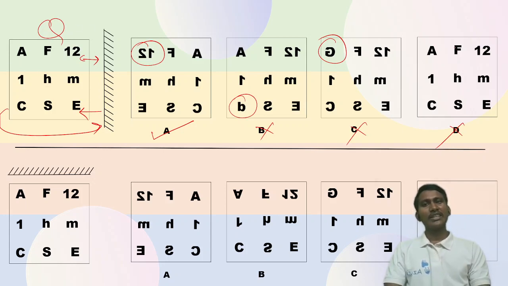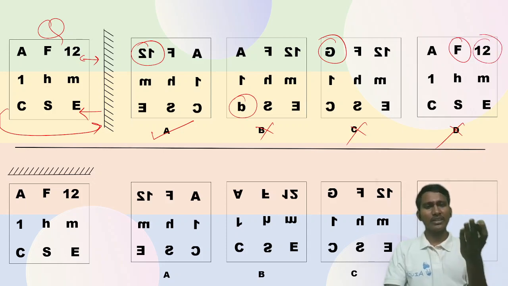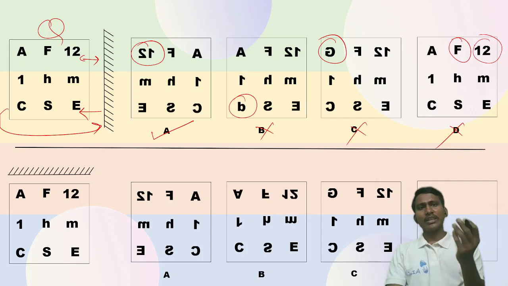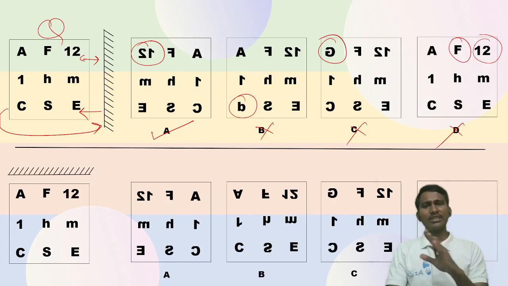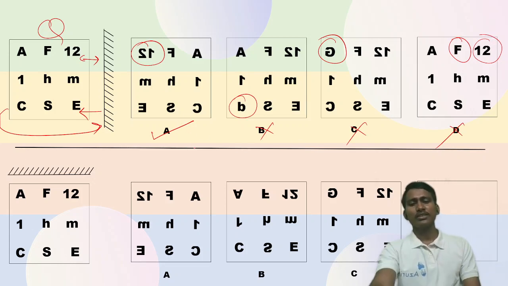Now here the F is the same, 12 is also the same, not possible. And C and E are also the same, so not possible. Everything is the same figure, right? So it is just like this question figure, so not possible. Understood? So the answer will be option A.